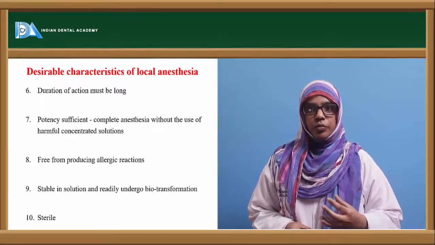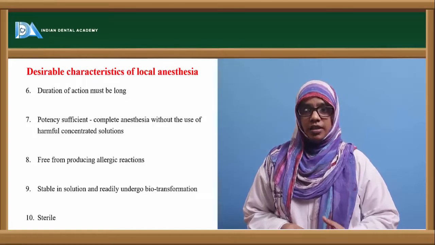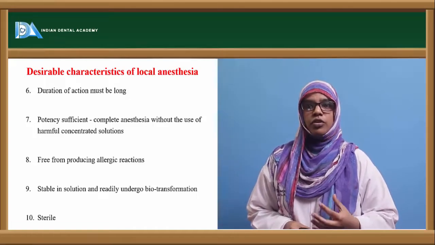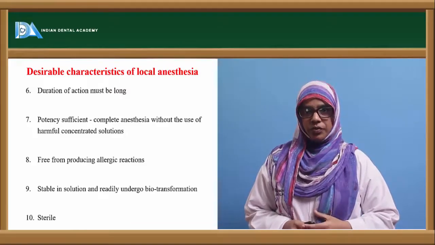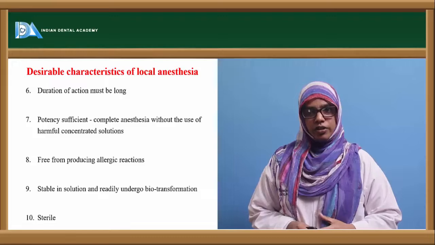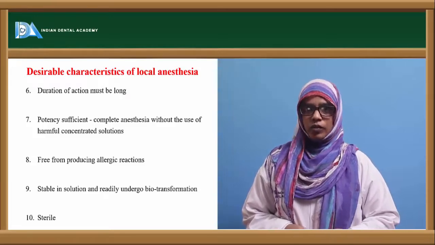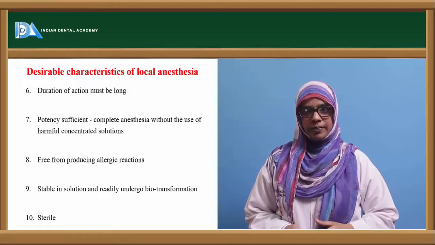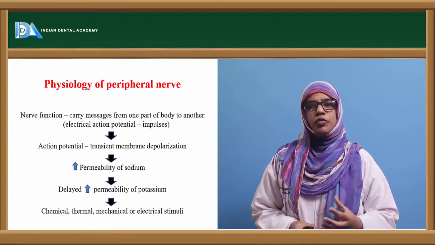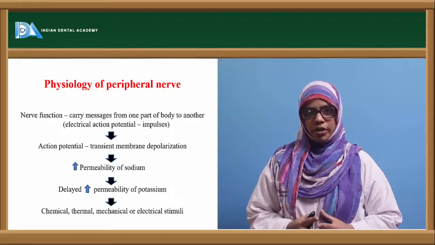It should have sufficient potency, that is, complete anesthesia should be produced without any harmful complication or use of harmful concentration. It should be free from producing allergic reactions, stable in solution, and readily undergo biotransformation. At the same time, it should be a solution which could be sterilized. Now, let's move on to the physiology of the peripheral nerve.